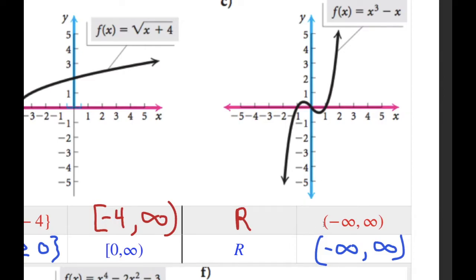So therefore, the domain is going to be all real numbers, and then all the outputs here go from -infinity up to positive infinity. You can go up as high as you want or down as low as you want to get whatever number you need. So therefore, you can say the range is going to be -infinity to positive infinity.